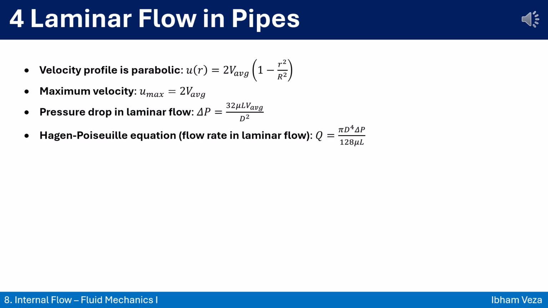To determine the flow rate, we use the famous Hagen-Poiseuille equation. Q equals pi d to the fourth delta P divided by 128 mu L. This formula shows how sensitive flow rate is to diameter. It scales with the fourth power of d. That's why even small changes in pipe size have a big impact on volumetric flow.